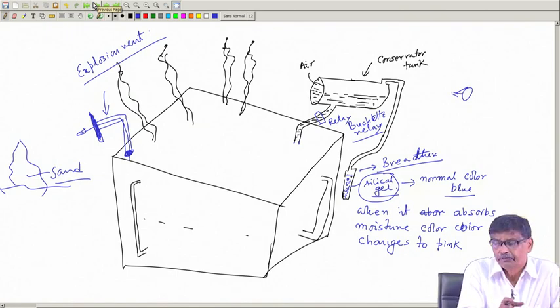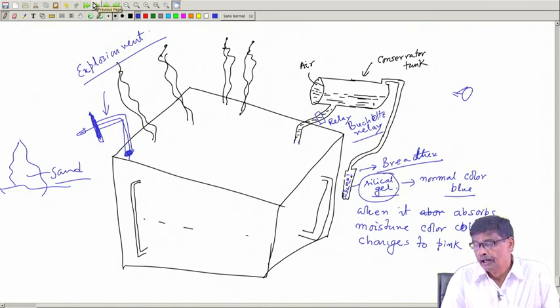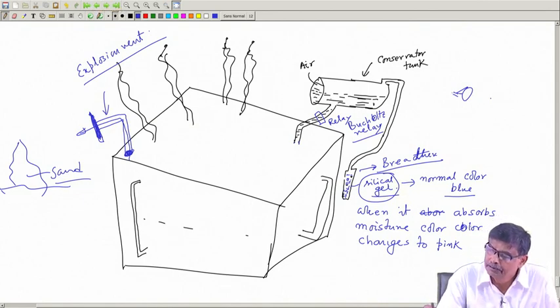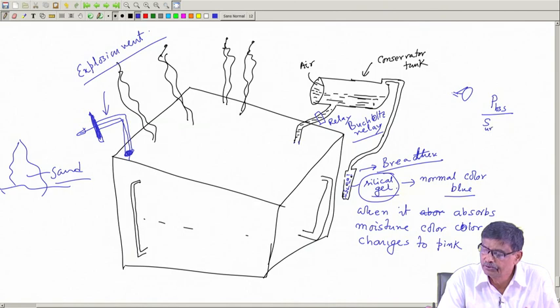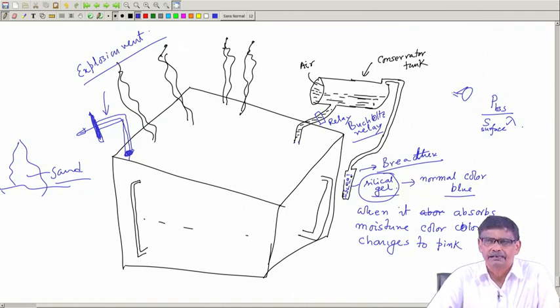Of course, this is for a single phase transformer I have drawn. It could be for a 3-phase transformer as well, and these are the usual fittings. Cooling tubes will be there, and mind you, the maximum temperature rise is decided by the loss divided by the surface area, into emissivity. This is called emissivity, which is a constant of the material.